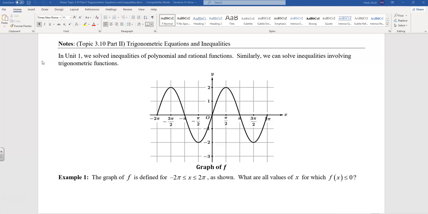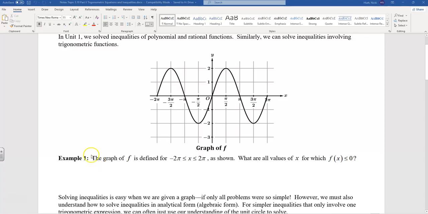So if here we have the graph of f defined from negative pi over 2 to pi over 2, what are all the values of x for which f of x is less than or equal to 0? Okay, so they didn't even tell us what graph this is. What graph is it? That's sine right there, right? But it doesn't necessarily even matter. This is a good review for any type of inequality where they give you a graph.